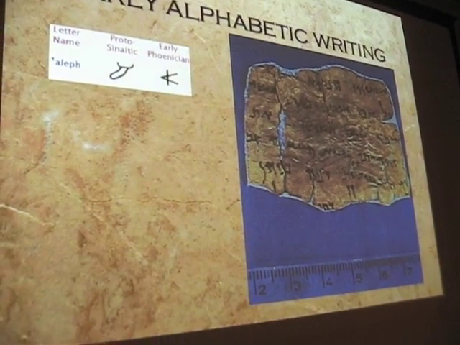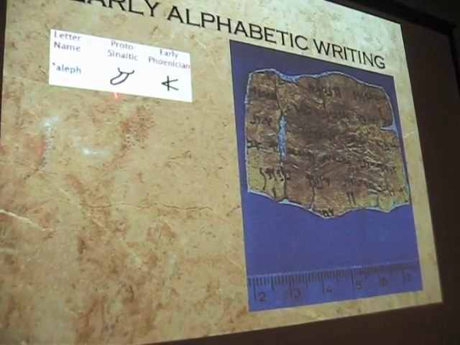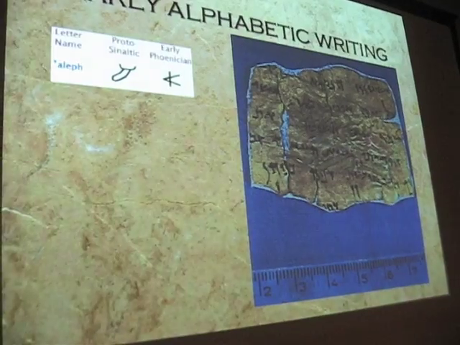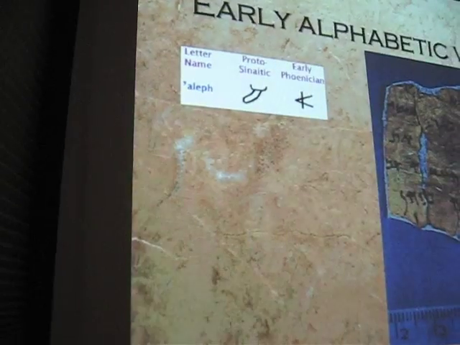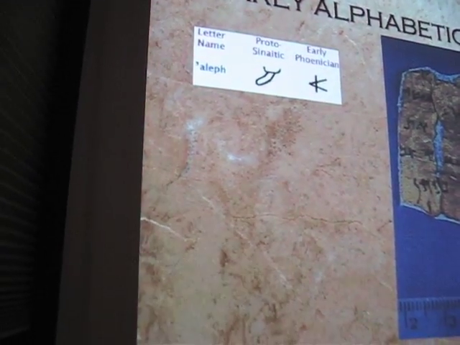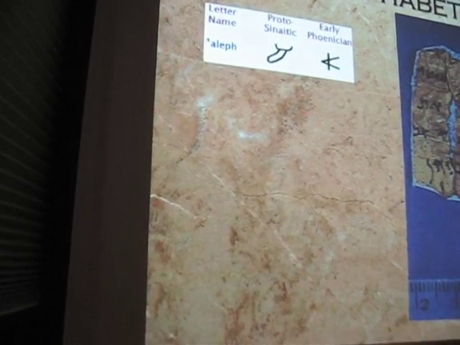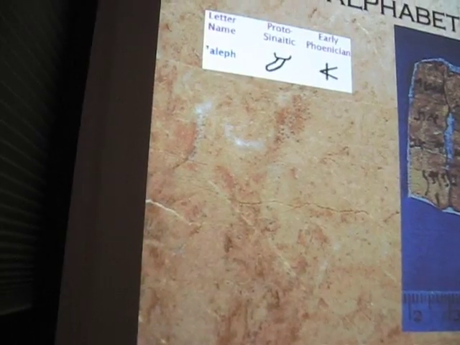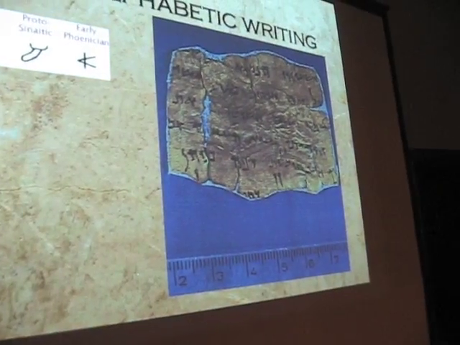And here we're showing the predecessor of the letter A, the letter Aleph, which literally means ox, and the original glyph was an ox head. The sound of Aleph is a consonant. It is the sound in the stereotypical Cockney pronunciation of bottle instead of bottle. It's a glottal stop. Bottle.